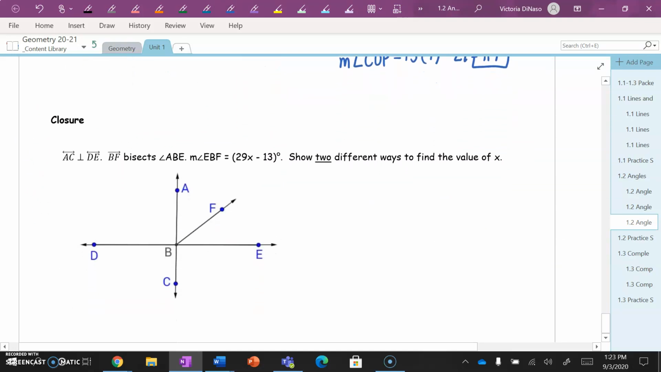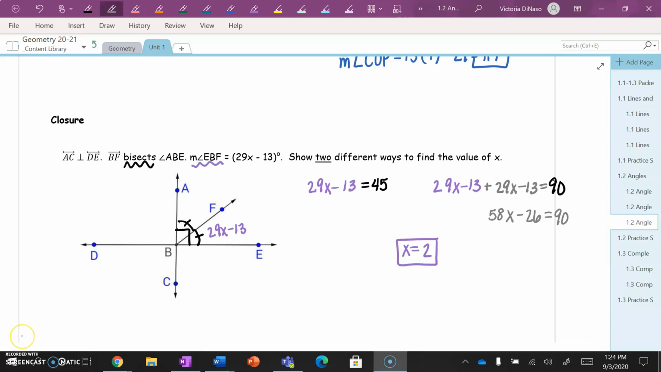And then finally our closure. It says to find two different ways to solve for x. Go ahead and find one way to solve for x, and I'll show in the video two ways. So I can use the word bisector to cut the 90 in half so that one of the angles is equal to 45 degrees, or we can add 2 of the 29x minus 13 to equal 90. Either way, the value of x equals 2, and that is using the word bisector and perpendicular.